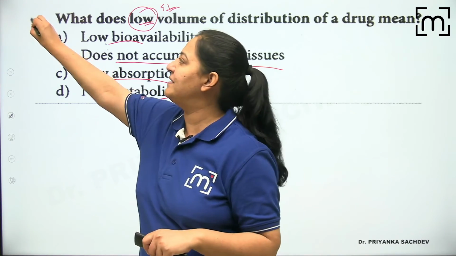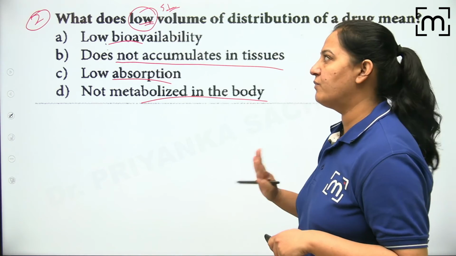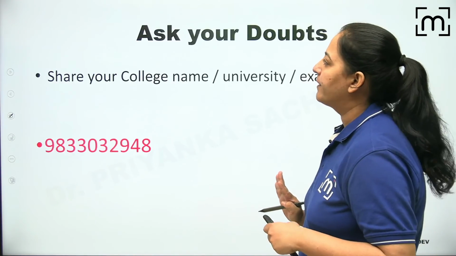So write down your answer, A, B, C, D, for question number 2. Only 2 questions I want to ask. What is the answer of question number 1? What is the answer of question number 2? Please write down in the comment box. I will definitely reply to you, right?